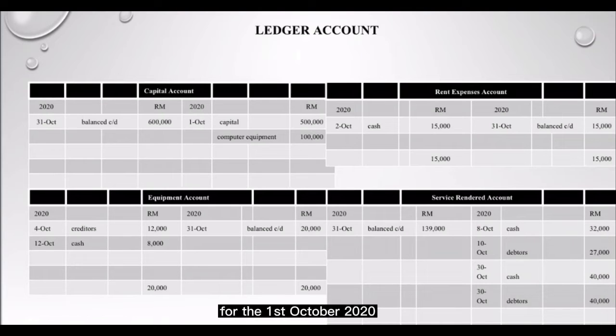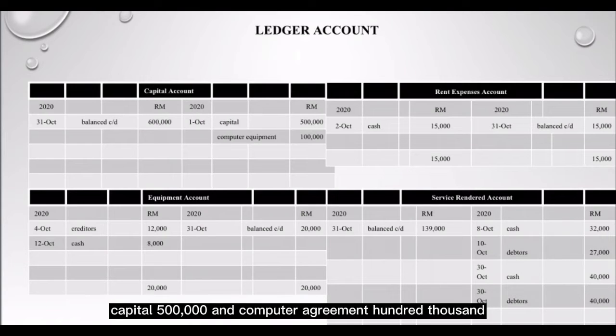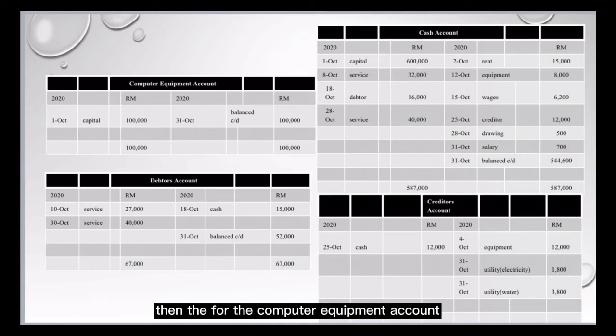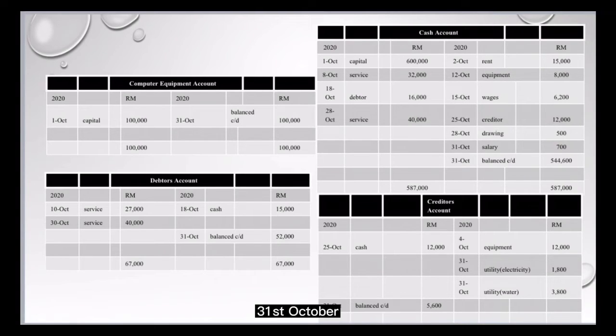For the 1st October 2020, the first account is capital account. The credit side, 1st October capital 500,000 and computer equipment 100,000, and the debit side 31st October balance CD 600,000. Then for the computer equipment account, the debit side 1st October capital 100,000 and the credit side 31st October balance CD 100,000. For cash account, the debit side 1st October capital 500,000.